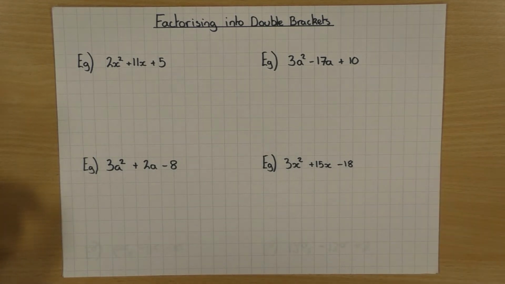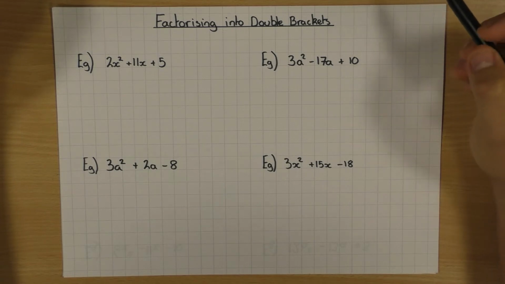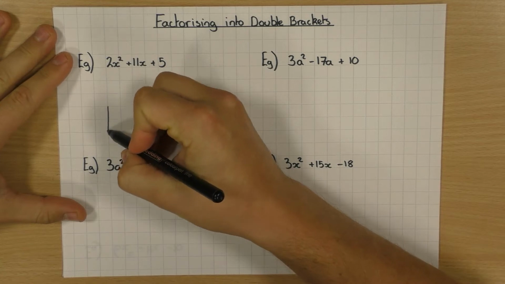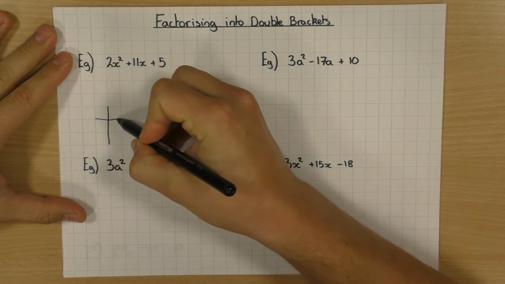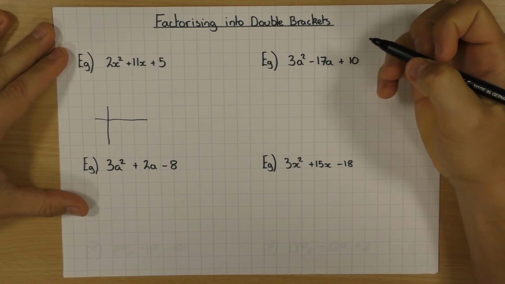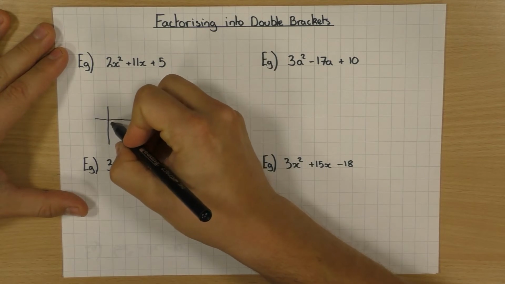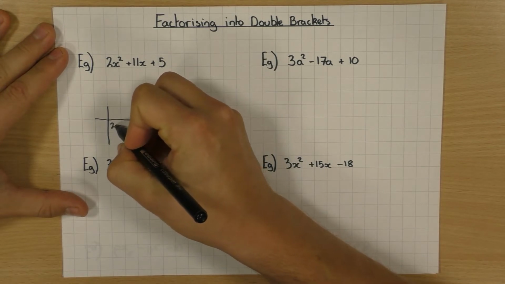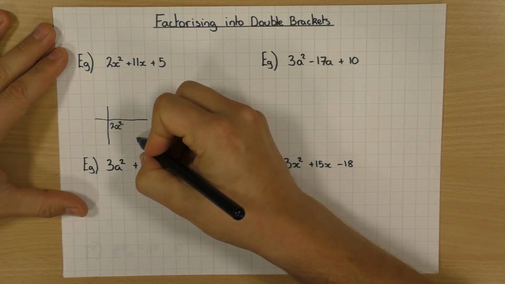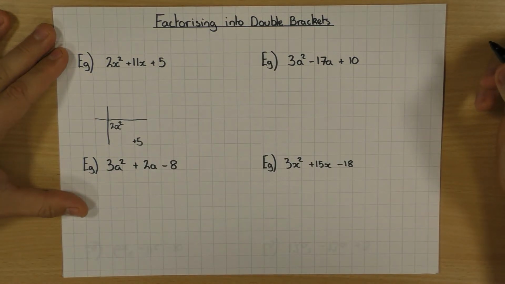Yeah, let's get started. So, whenever we're expanding or factorising, we need to use the grid. So that's the first thing that I'm going to draw here, is my grid. Okay, and if you've seen the expanding and factorising videos, you'll know that the 2x squared goes in here, and then the number there, the 5, goes there. We put plus 5 because obviously it's plus 5.